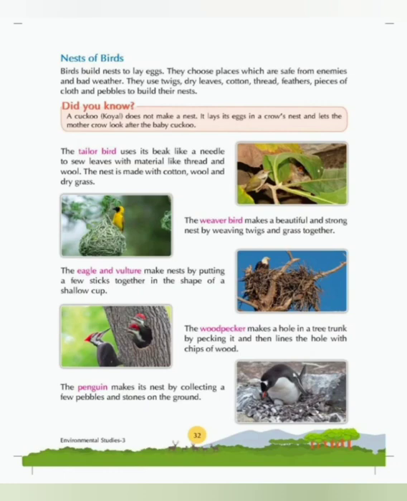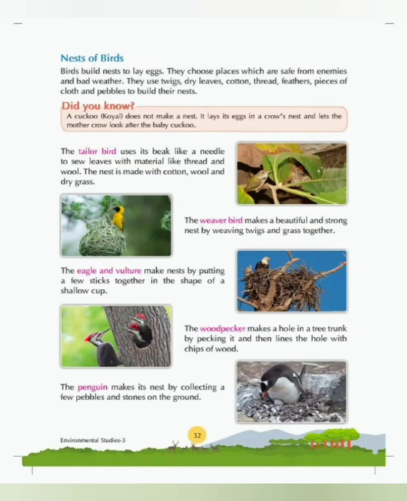Now let's see what is given here in Did You Know box. A cuckoo, quail, does not make a nest. It lays its eggs in a crow's nest and lets the mother crow look after the baby cuckoo. So cuckoo bird does not make any nest. It lays its egg in the nest of a crow.